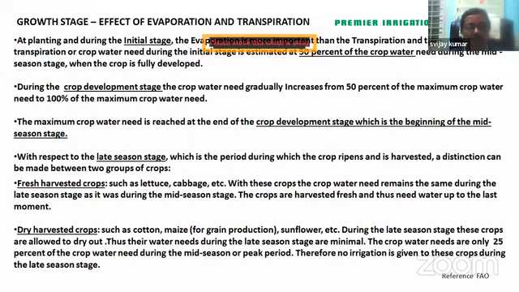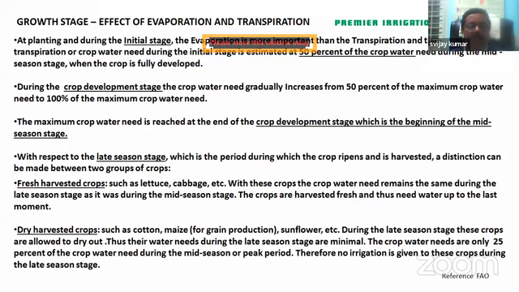Only during the crop development stage, this water requirement gradually will increase from 50% to the maximum crop water requirement of 100%. So that means when the crop development stage is there and when it is coming into the mid-season stage, the water that is required is going to be the peak.